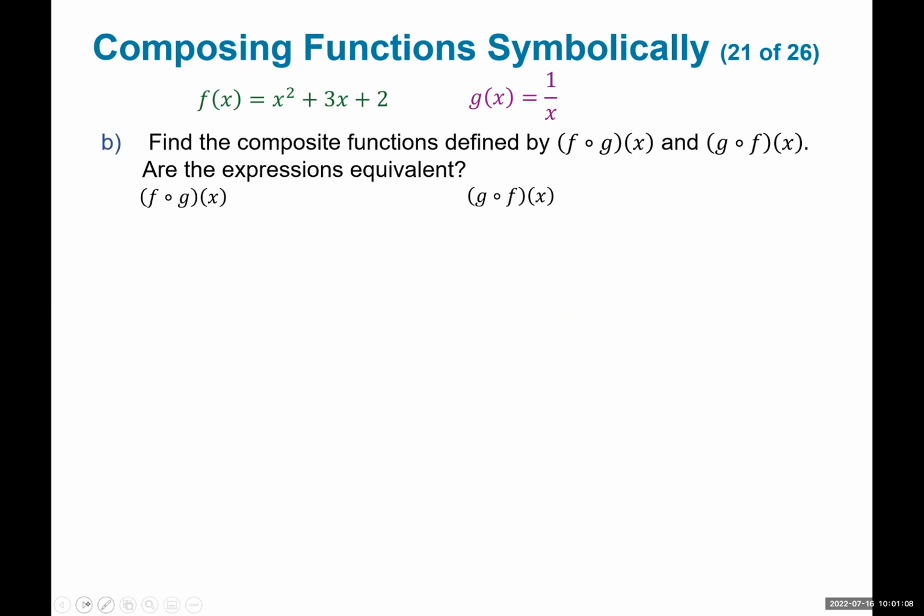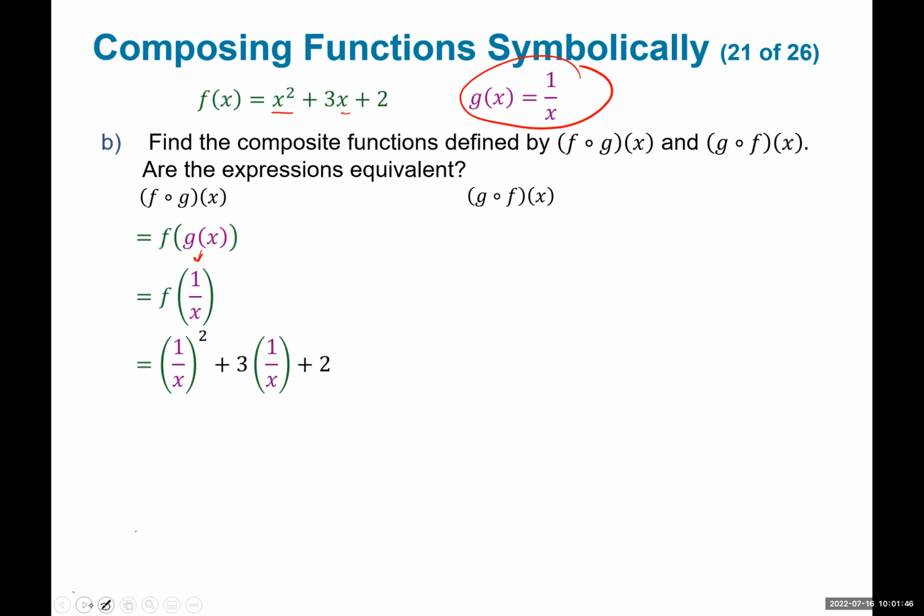Next, we have: find the composite functions defined by F of G of X and G of F of X. Same exact thing, see if they're equivalent. But we're not going to do this with a value. We're going to do this using symbols. We already know the answer, they're not equivalent, but let's keep working with it. The first one says take G of X and plug it into F of X. So G of X is 1 over X. So we're going to put 1 over X where X is in the function of F.